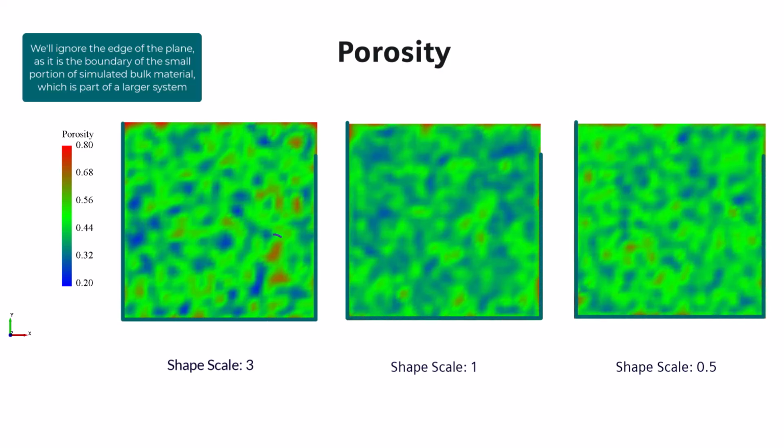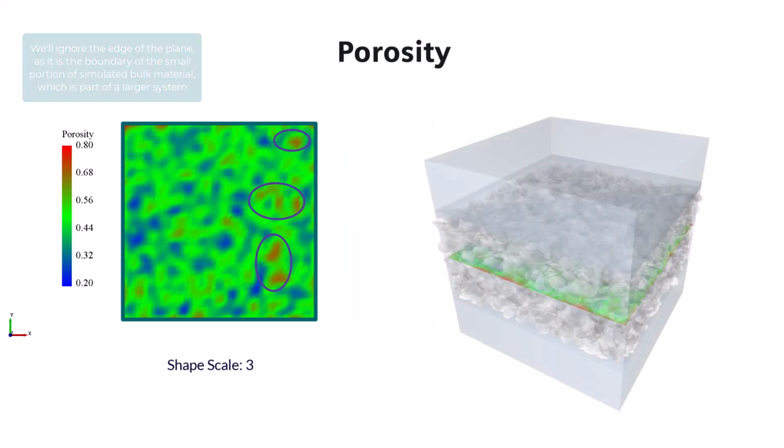We observe areas exhibiting high porosity values at larger shape scale settings. However, porosity is affected by various factors, and the planes presented here reflect only the central slice of the entire bulk material simulated.